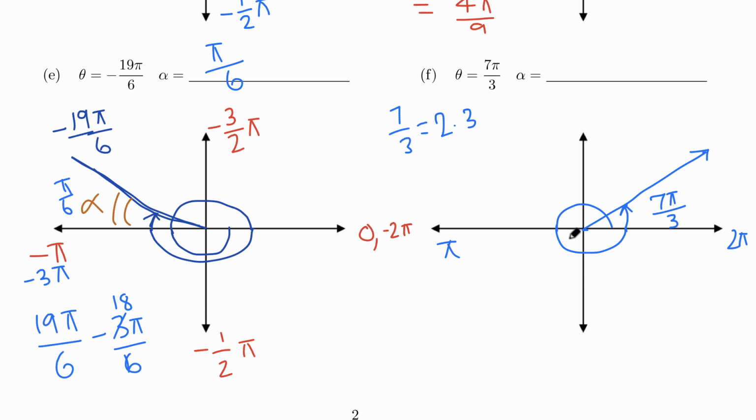Now the reference angle is always with the x-axis, so this angle, that means we subtract 2 pi. So 7 pi over 3 minus 2 pi. To make a common denominator, 3 times 2 is 6 pi over 3. So 2 pi is the same as 6 pi over 3. Now with common denominator 3, 7 pi minus 6 pi, 1 pi. So this is pi over 3. So the reference angle is pi over 3.